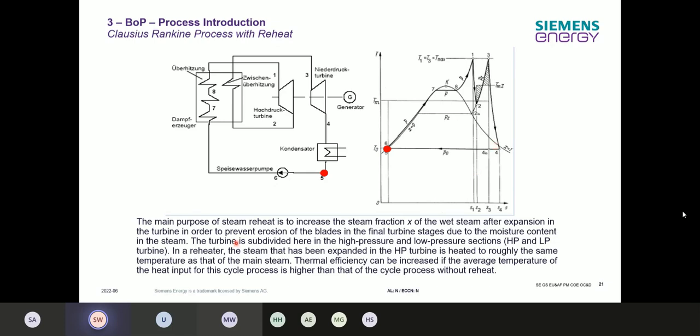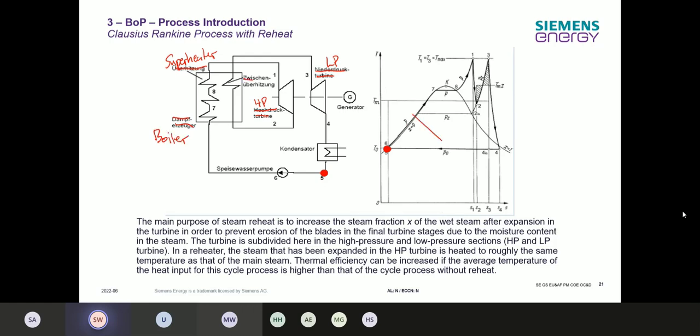And the turbine is subdivided here into the high pressure and the low pressure section. So this is the HP and LP turbine, which we saw before. Over here is the HP turbine, and over here is the LP turbine. This one is the superheater, just to make sure for you. This one is the boiler.